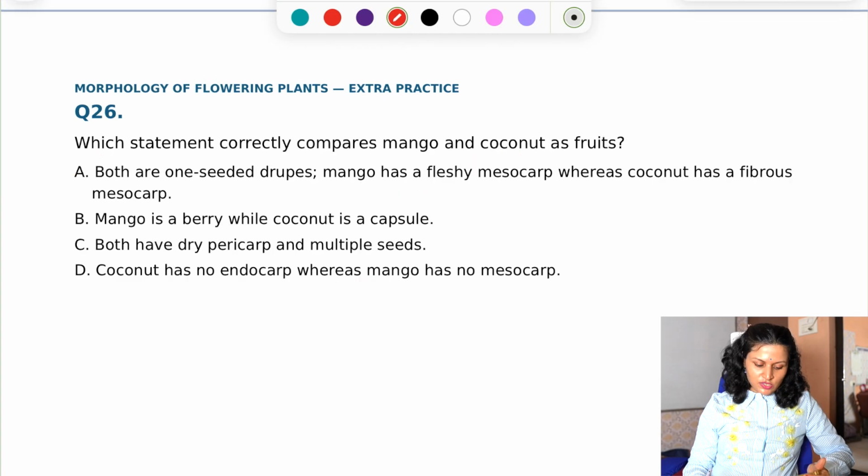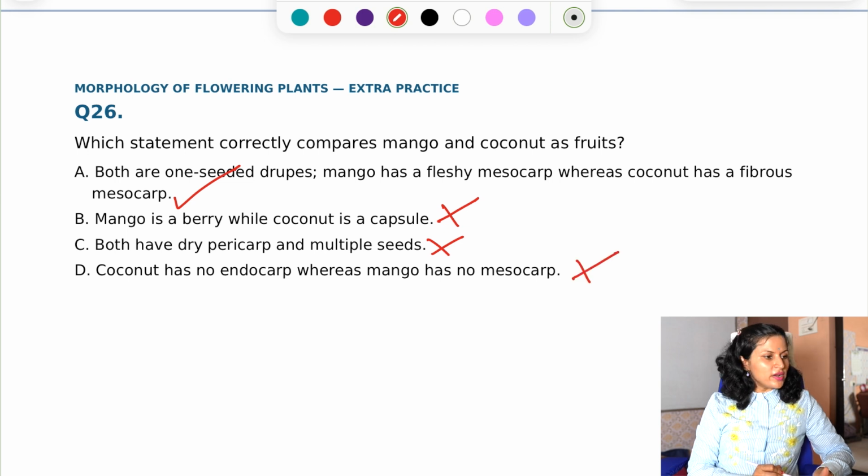Question 26. Which statement correctly compares mango and coconut as fruits? Both are one-seeded drupes. Mango has fleshy mesocarp whereas coconut has a fibrous mesocarp. This is correct. Mango is a berry. Coconut is a capsule. This is false. Both have dry pericarp, multiple seeds. Wrong. Coconut has no endocarp whereas mango has no mesocarp. Wrong. Question 26, option A will be correct.